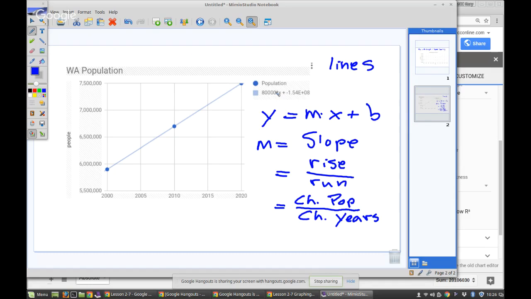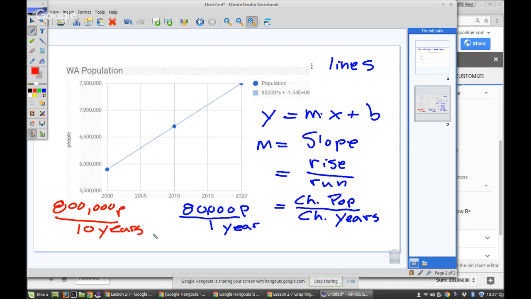And it says, how many zeros are there? 1, 2, 3, 4 zeros. So we've got 1, 2, 3, 4 zeros. So that says 80,000 people here, because there's no denominator, we can divide by 1. Now, what did our table say the change was? Our table showed that the change was 800,000 people every 10 years. Is 80,000 people per year the same as 800,000 people every 10 years? And we lose a 0. So these are the same.